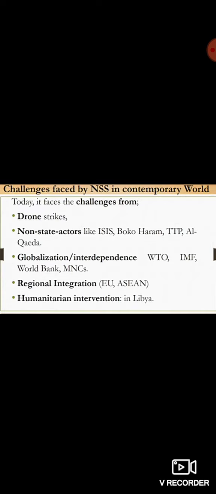Regional integration: people make regional integration. Many Asian countries have their own organizations, and European countries have their own organizations. They make regional integration, and this is also a major challenge to the nation state system. Humanitarian intervention in Libya, for example, is also a major challenge, because many powerful countries use their power against poor countries for their own benefit. In Libya, humanitarian intervention has continued for many years.